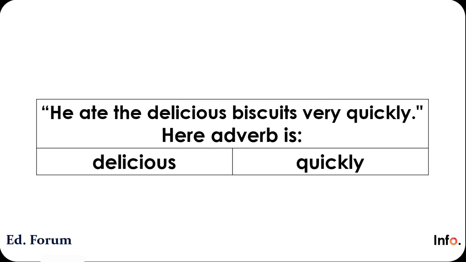Then we have: he ate the delicious biscuit very quickly. Of course, we are talking about Nadeem over here. He eats biscuits very quickly. Whenever we just ask him a little bit, give us some biscuits, he eats very quickly. So quickly over here is an adverb. I told you, adverb is called ly.